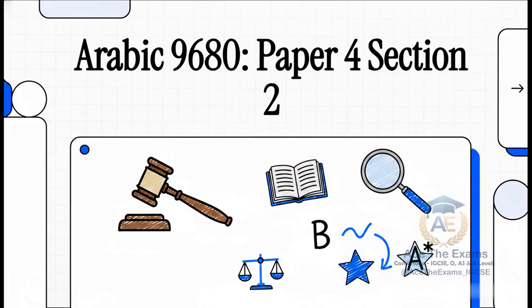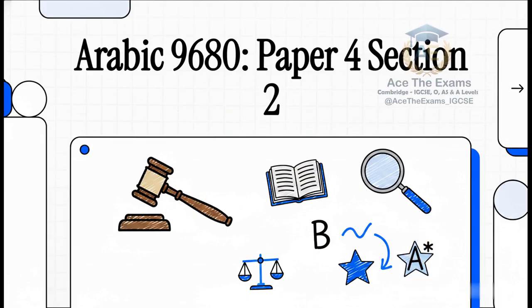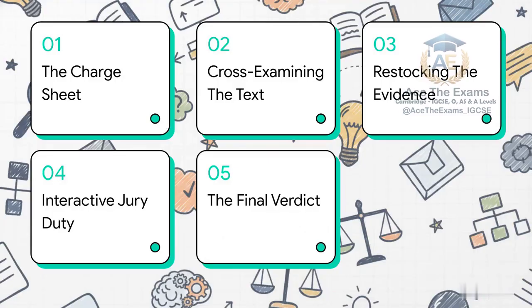Now, listen closely, because just knowing the Arabic language, that is not enough here. The difference between walking away with a standard B and securing that elusive A star comes entirely down to one thing: mastering how you evaluate evidence and draw conclusions. Consider the virtual gavel banged and court in session.